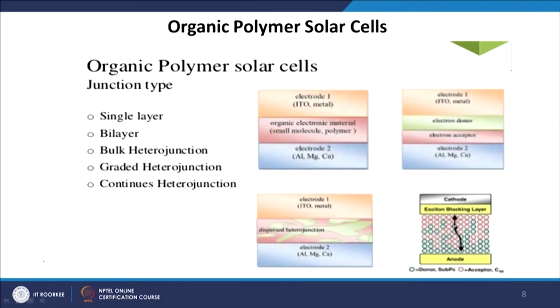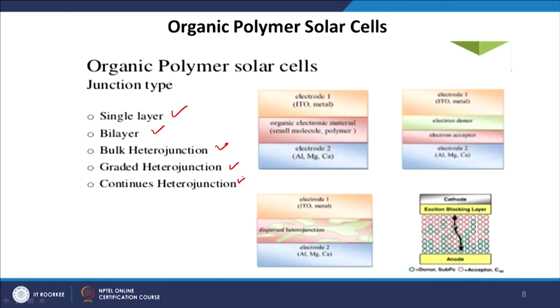Now if we look closely into the cross section of the structure of an organic polymer solar cell, then depending upon the junction type, we can distinguish the organic polymer solar cell as either a single layer solar cell, a bilayer solar cell, a bulk heterojunction solar cell, a graded heterojunction solar cell, or a continuous heterojunction solar cell.